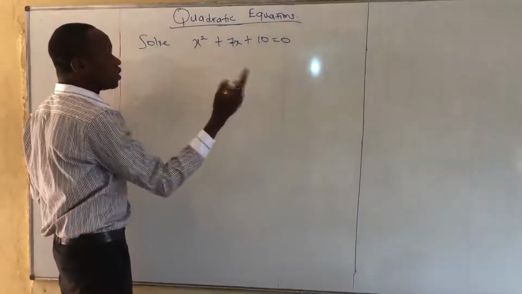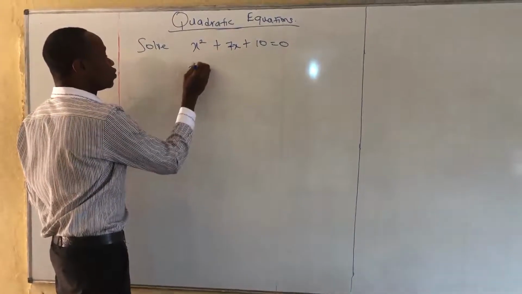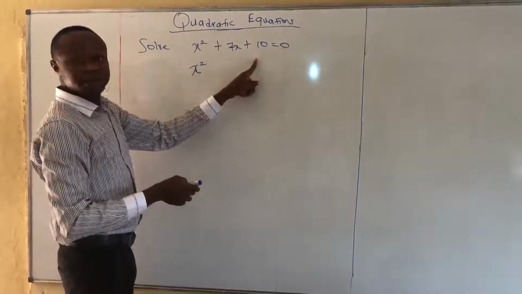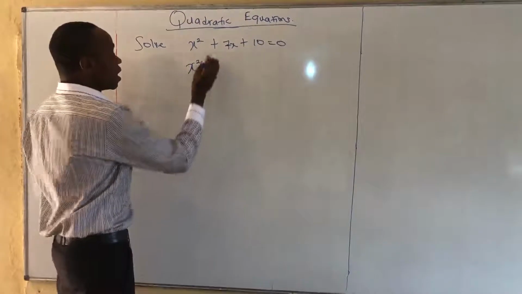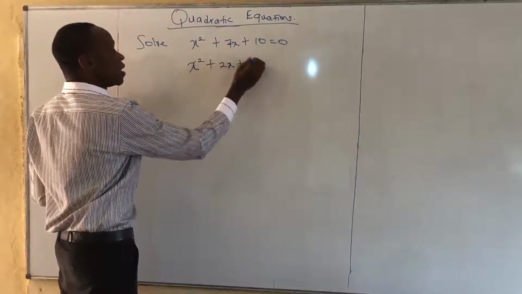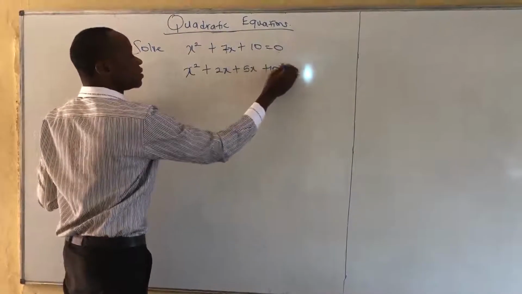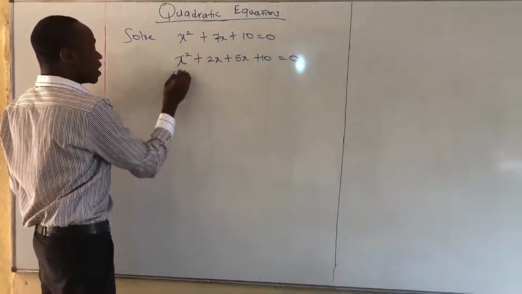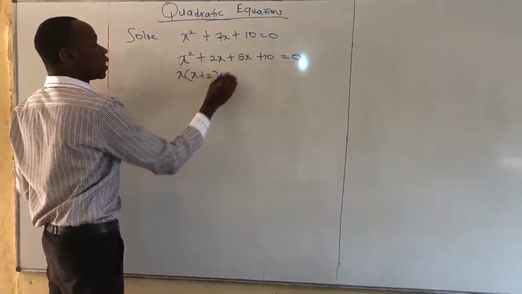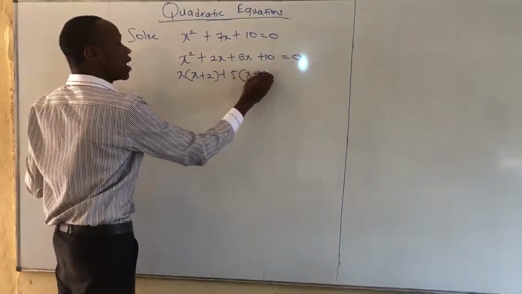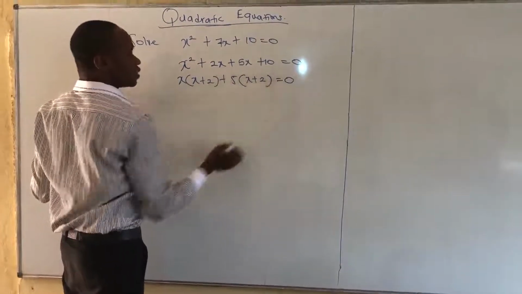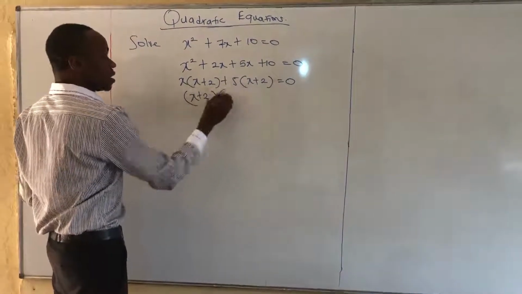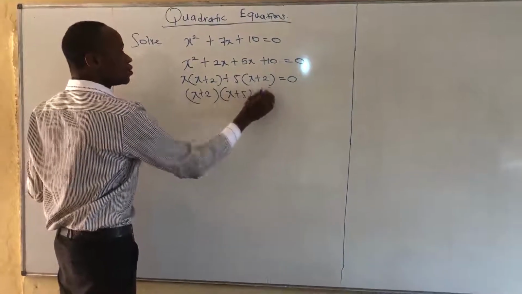To factorize this, like we did in the previous video, we look for two numbers such that when you multiply, the product will be plus 10 and the sum will be plus 7. That is the factorization method. When we find the HCF, we have x into x plus 2, then plus 5 into x plus 2 equal to 0. We notice that x plus 2 is common to these terms, then we pick x plus 5 equal to 0.